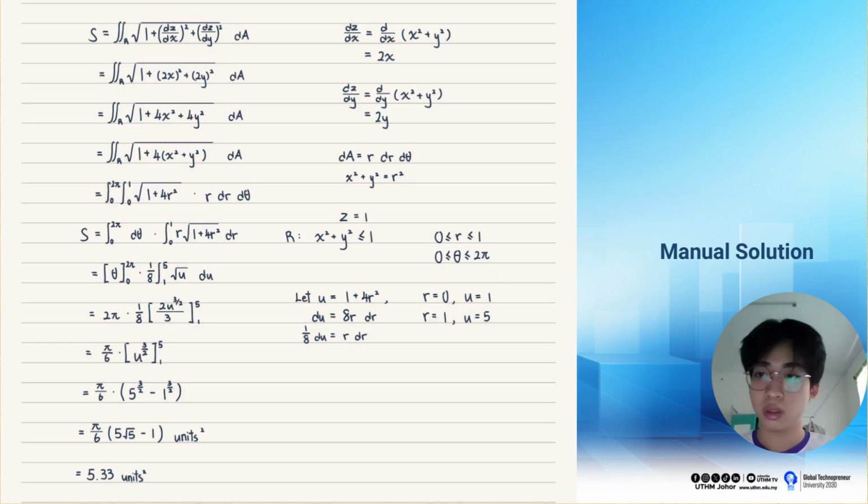Question 3. For question 3a, we needed to find the surface area of a paraboloid cut off by the plane z equal to 1. We started with the standard surface area formula involving partial derivatives. Differentiating z equal to x squared plus y squared gives us 2x and 2y. Substituting this into the formula, we get the square root of 1 plus 4x squared plus 4y squared. Then we factor this to 1 plus 4(x squared plus y squared).